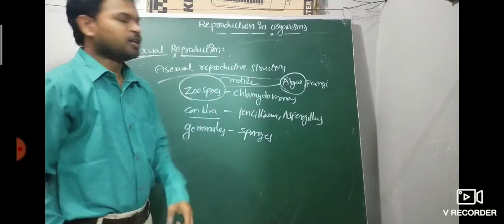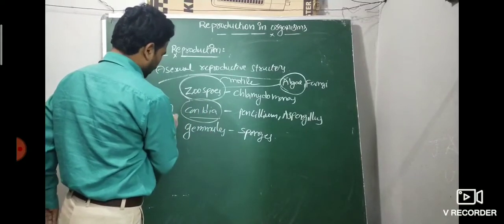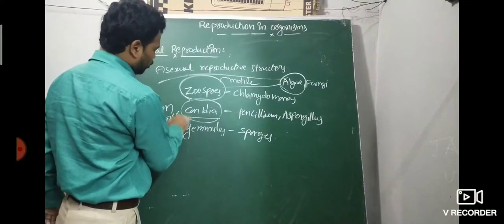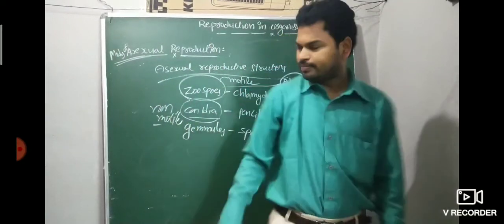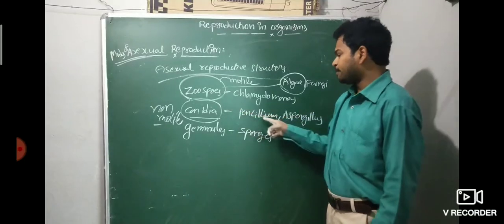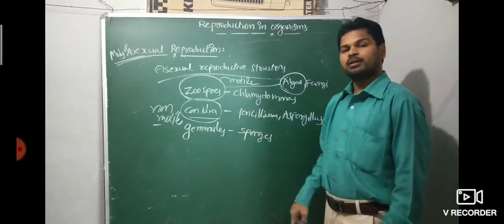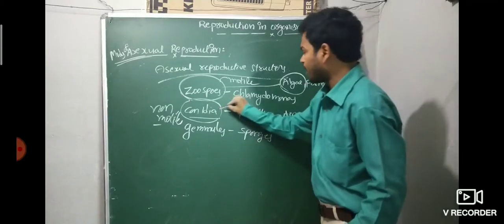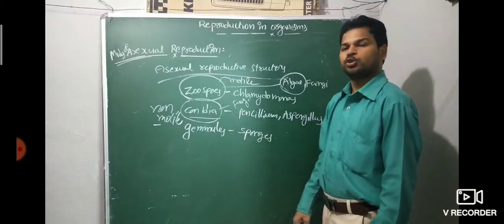Conidia are non-motile, meaning they are unable to move. So conidia are the non-motile asexual reproductive structure in fungi. Examples, Penicillium and Aspergillus. The most common asexual reproductive structure in fungi is the conidia.